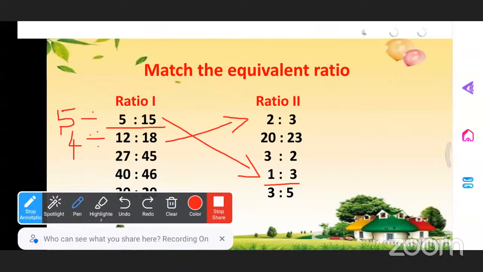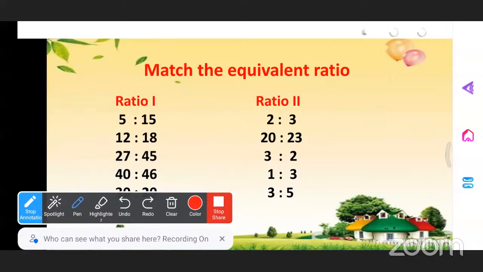Okay, Kana. First, I will ask which table you can divide the ratio 12:18 by. Which table? 6, ma'am. Very good, Kana. 6 table, okay? Yes, ma'am. 6 twos are 12. Okay, Kana. So the second one is 2:3. Yes, ma'am. The first one is 1:3.